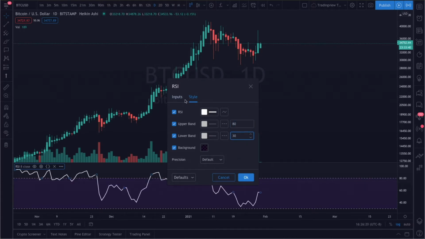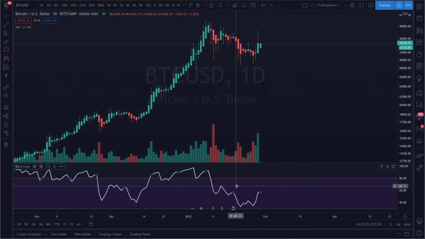Now, the reason I changed my overbought is because, as we've discussed in chapter 2, when we did briefly go over the RSI, in a strongly trending bull market, it's not uncommon to see the RSI value stay pinned above 80 for a significant amount of time. So we are good to go there. We'll just click OK, and our settings are saved.